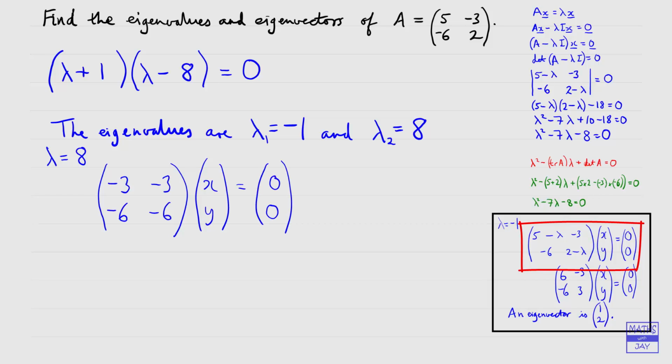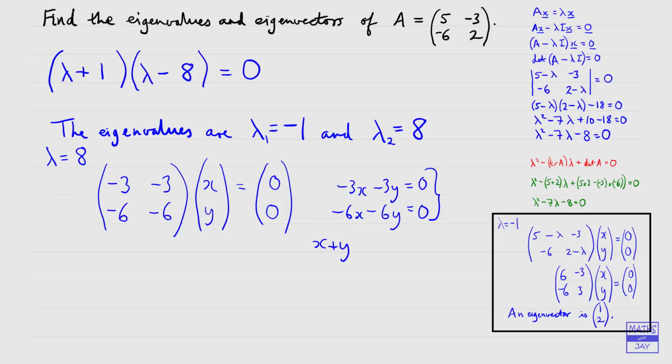equal to 0. So the equations that we get from that are going to be minus 3x minus 3y is equal to 0. And minus 6x minus 6y is equal to 0. So as before, those two equations are the same as each other, and they can be simplified to x plus y is 0, or if we want to make y the subject, y is negative x. So if we do as we did before and choose x as 1, then y would be minus 1.